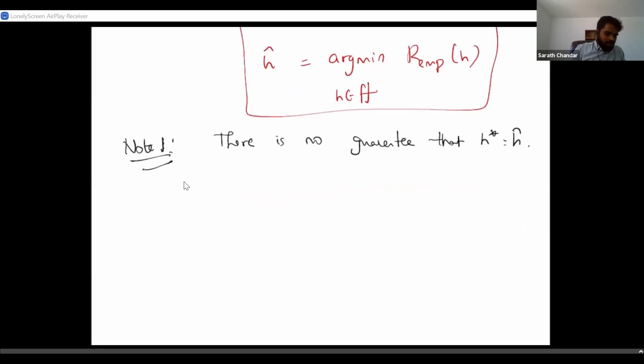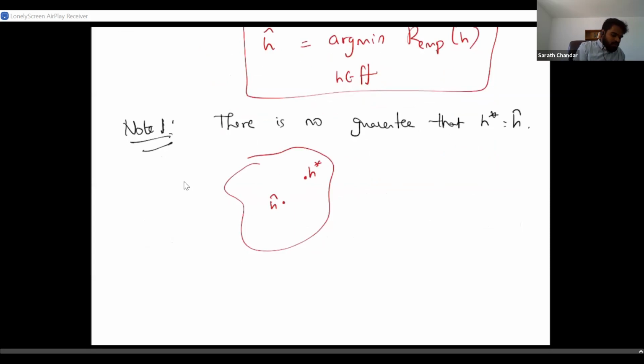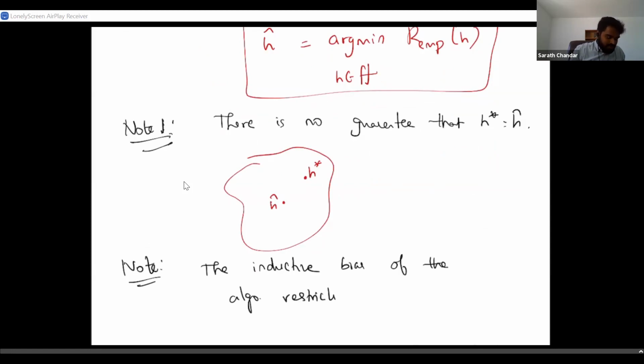Okay. So for example, let's say this is all possible hypotheses. Okay, and let's say this is H star. It could be the case that H hat is actually far away, or decently farther, than the true H star. Okay, now another note is the inductive bias of the algorithm restricts the hypothesis class.